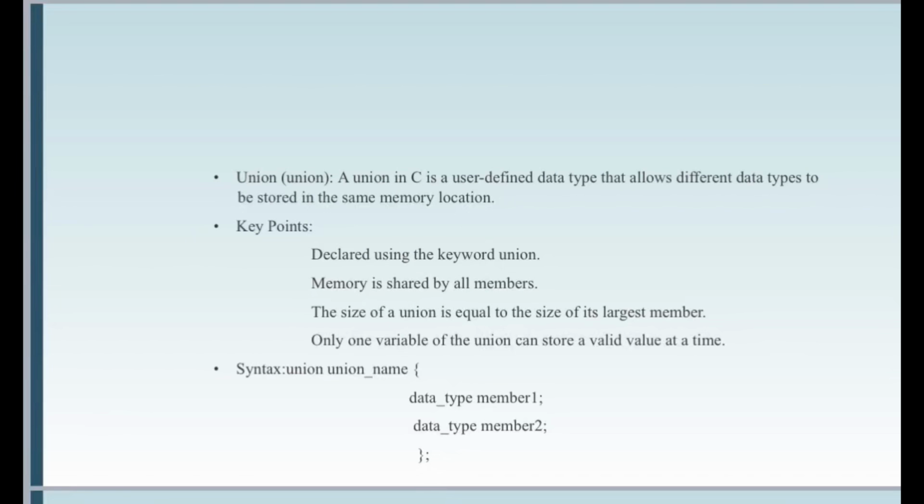Union. A union in C is a user-defined data type that allows different data types to be stored in the same memory location. The key points of union are: it is declared using the keyword union, memory is shared by all members, the size of union is equal to the size of the largest member, and only one member of the union can store a valid value at a time.